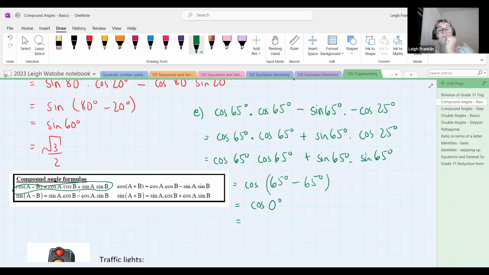And the cos of 0 is what? What's our final answer? I think someone's already said it before. There we go. It would be 1. Lovely. Good. Well done. Very nice.